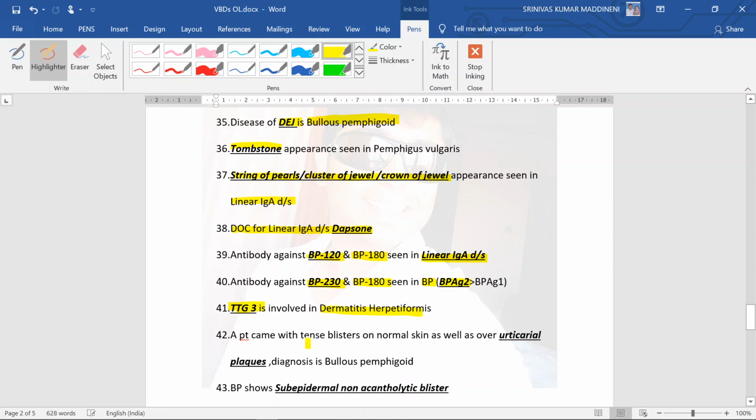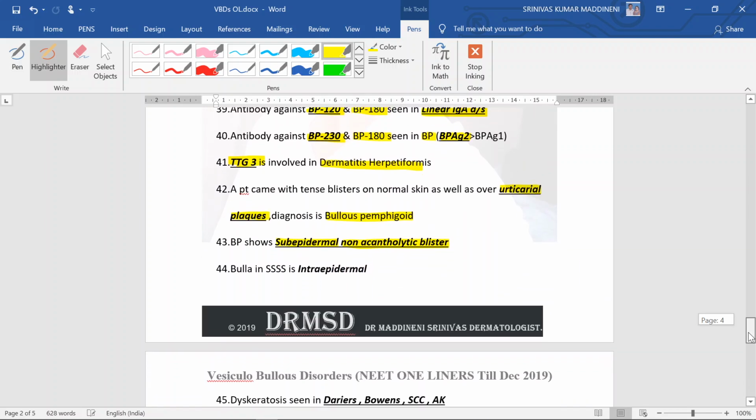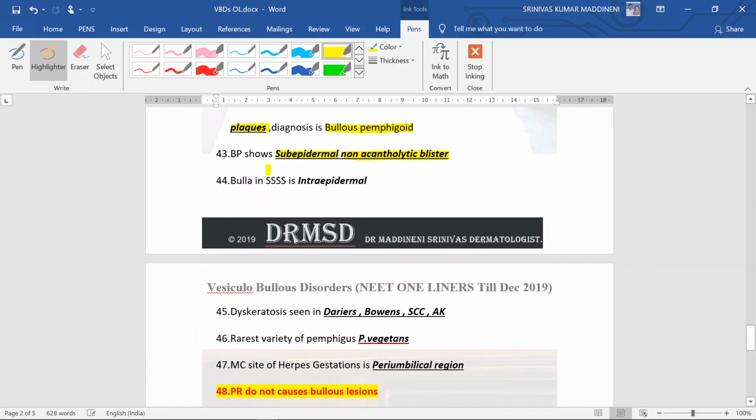A patient came with tense blisters on normal skin as well as over arterial blocks. This is a clue given in the question. Here the diagnosis will be bullous pemphigoid. Bullous pemphigoid is a subepidermal group of disorders, and here there is no acantholysis seen because the epidermis is the one which contains keratinocytes, but bullous pemphigoid is subepidermal.